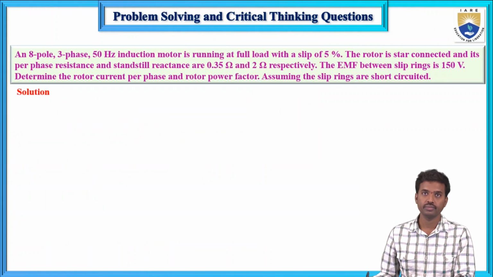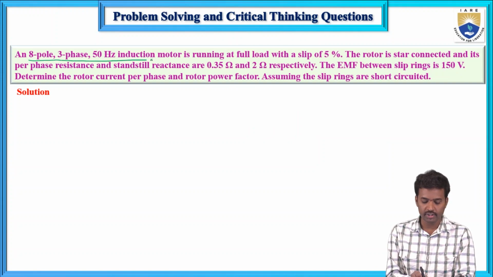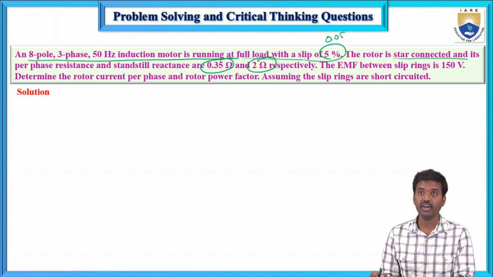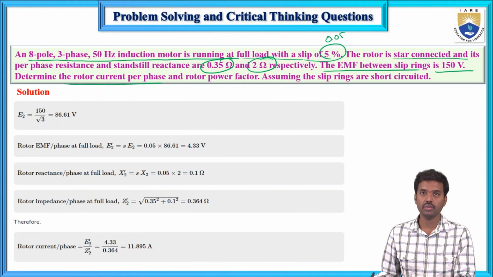Now, an 8-pole 3-phase 50 Hz induction motor at full load has a slip of 5%, 0.05, and the rotor is star connected. Its per phase resistance and standstill reactance are 0.05 and 0.35 ohms respectively, and the EMF between slip rings is 150 volts. Determine the rotor current per phase and rotor power factor, assuming the slip rings are short circuited.